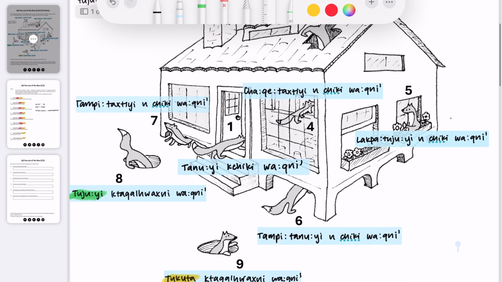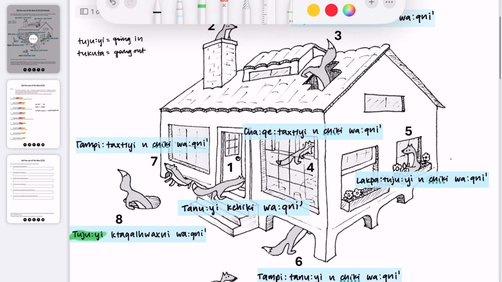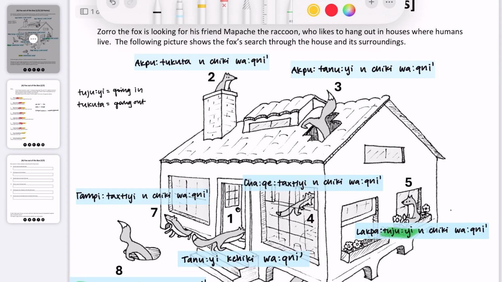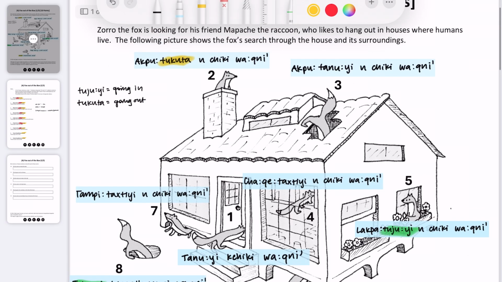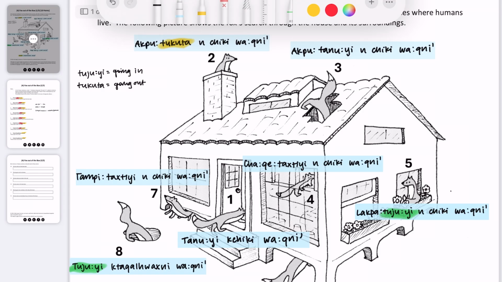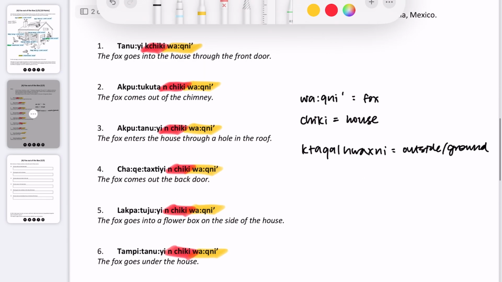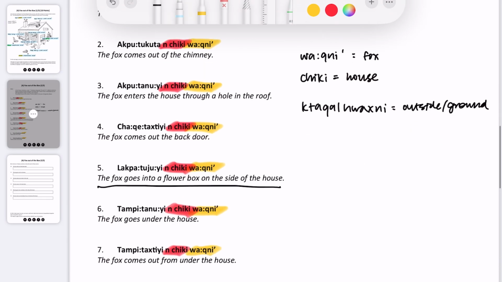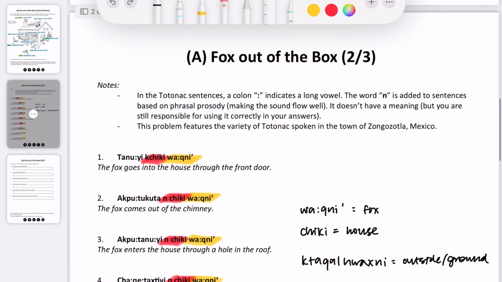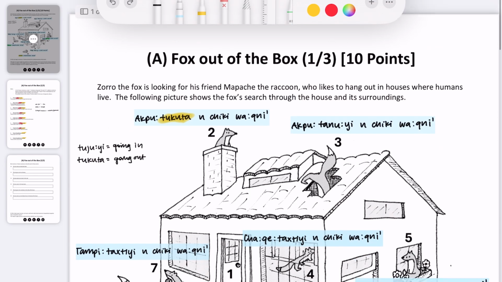And okay, so I see that in sentence number 5, we have another instance of tuju-yi, so I'm going to highlight that green. And then up here at number 2, we have an instance of tukuta, so I'm going to highlight that in yellow. And these seem to be consistent with our current definitions because in number 5, the fox is going into the flower box, as you can see in this translation. And then for the other one, the fox is going out of the chimney, as you can see in the sentence for number 2. So that aligns with what we have so far.